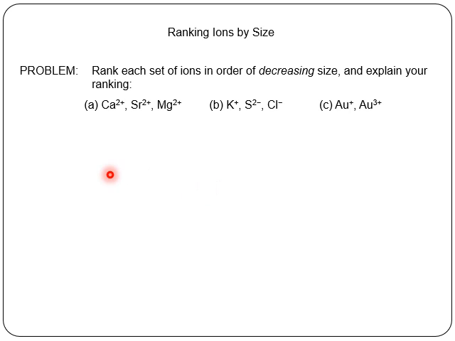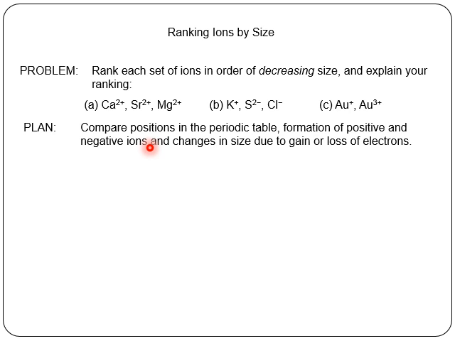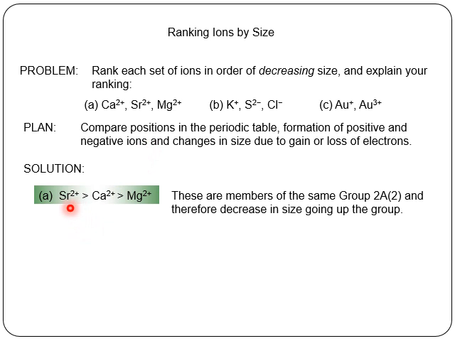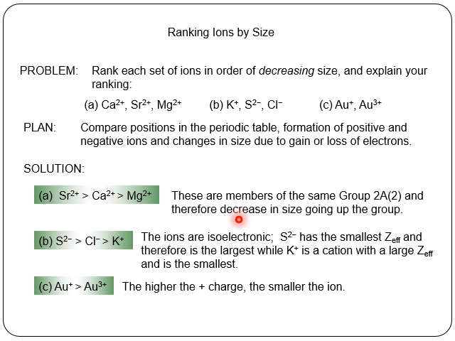Now we determine in terms of decreasing size. Look at the charge: who is bigger and who is smaller. This one you have to determine according to the period or down the group, due to gain or loss of electrons. For example, Sr2+ is much bigger than Ca2+, and Ca2+ is much bigger than Mg2+. They are in group 2, but size decreases as you go up the group. The rest you may look at yourself. This is isoelectronic, where they have the same number of electrons.